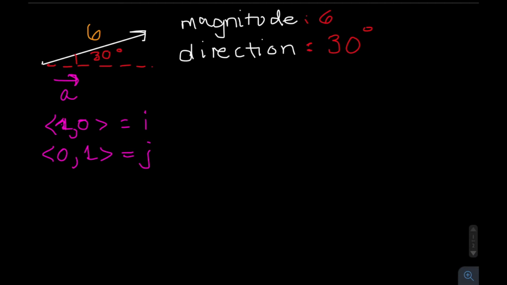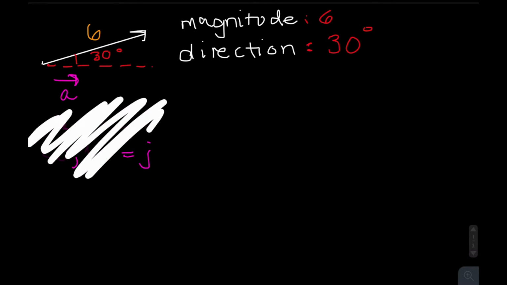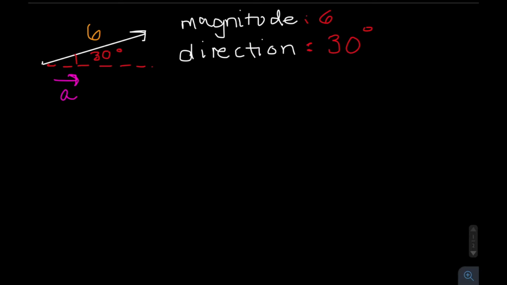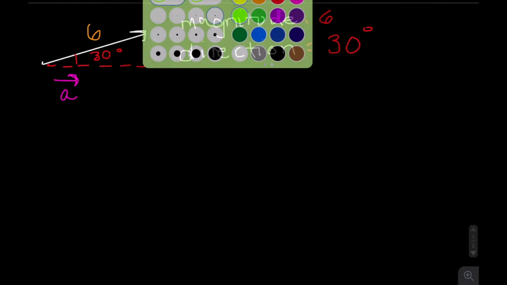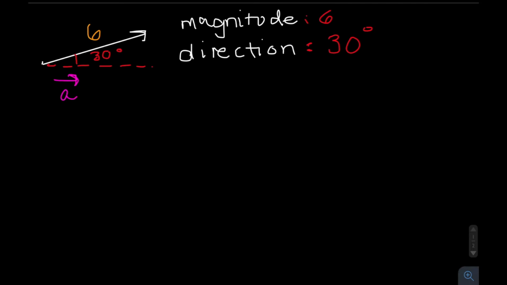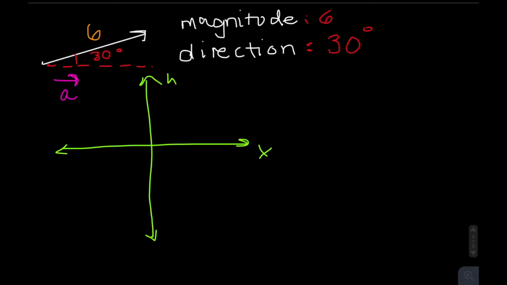Each vector can be split into components. These components are vectors in specific directions. We know that an xy coordinate system would be like this, right? We know this is the x-axis and this is the y-axis. Now for vectors, it's essentially the same thing.